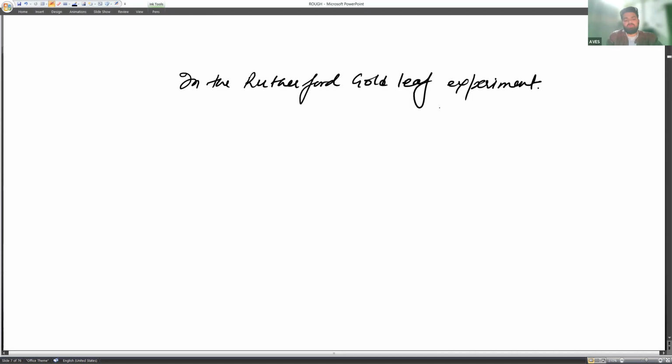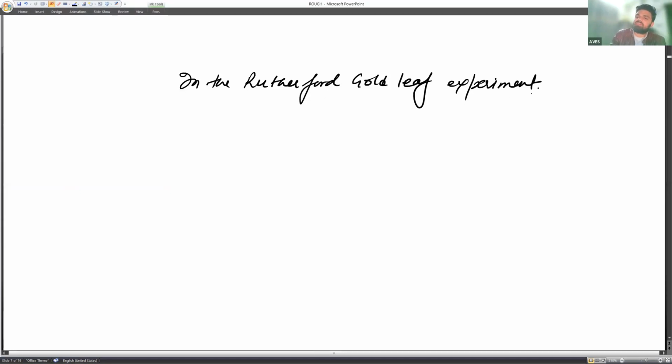Okay, in the Rutherford gold leaf alpha particle experiment, we find that most of the alpha particles were moving undeviated, without any deviation, just passing through. So it means that atoms have a lot of empty space. Otherwise, if most of the alpha particles got deflected, it would mean there are charged particles and not very much empty space. Okay, got it? Yes, sir.